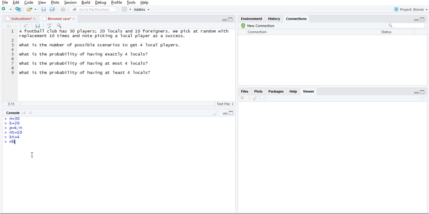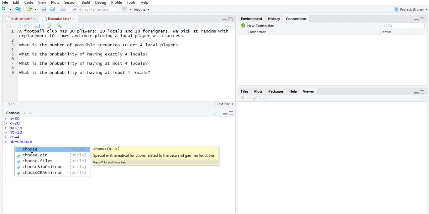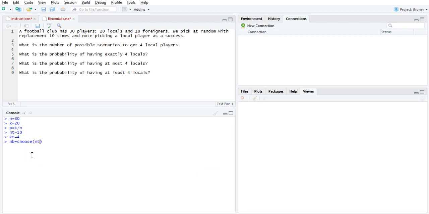So the number nb would be obtained using the function choose. The first argument is the number of trials, and the second the targeted value. So there are 210 possible scenarios to get 4 successes.